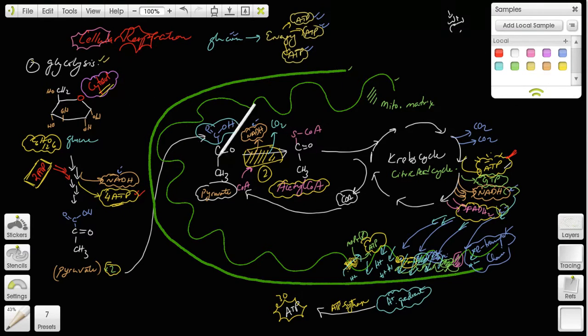So this is a summary of cellular respiration. Step 1, glycolysis. Step 2, conversion of pyruvate. Step 3 is the Krebs cycle, and step 4 is the electron transport chain. So that's a summary of the whole process.